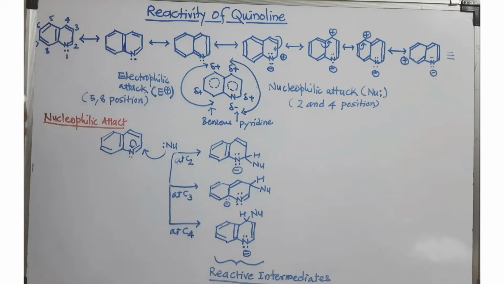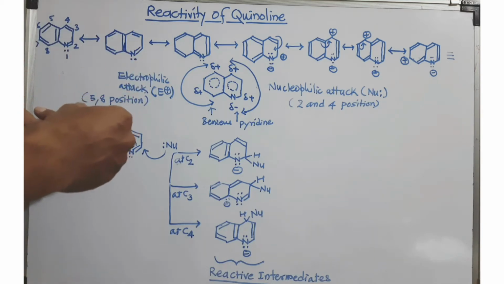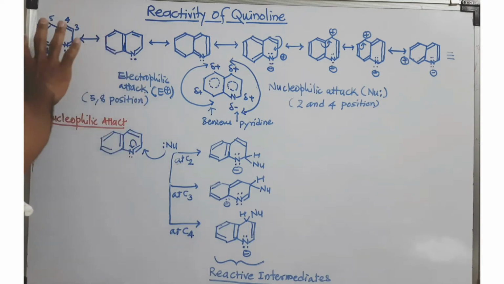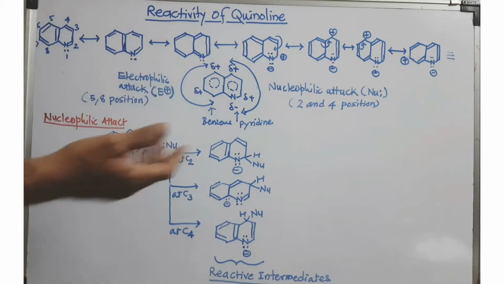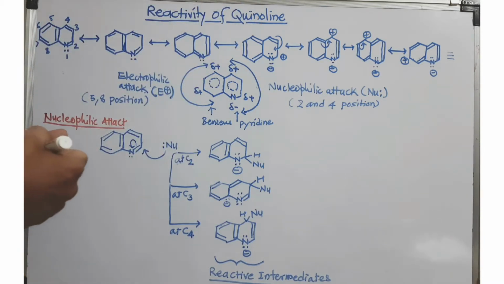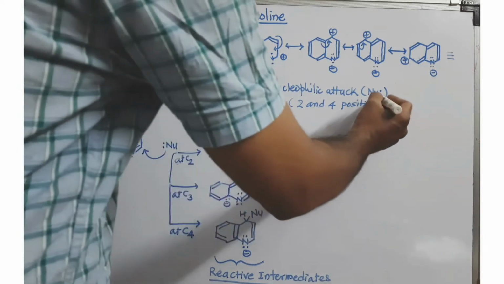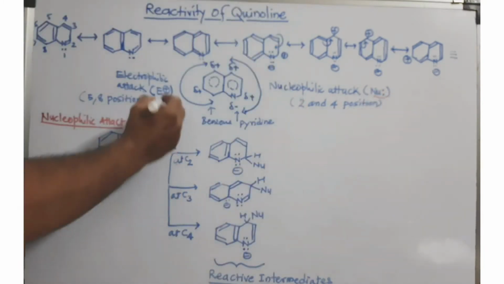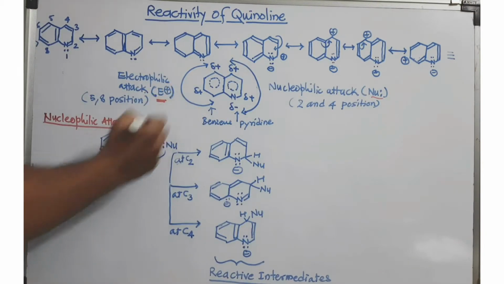Now, when we talk about reactivity, we have to consider a substitution reaction, because this is again an aromatic ring. And in aromatic rings, substitution reactions are very common reactions. So again, there are two types of substitution reaction: nucleophilic substitution reaction and electrophilic substitution reaction. Nucleophile means electron-rich species and electrophile means electron-deficient species.